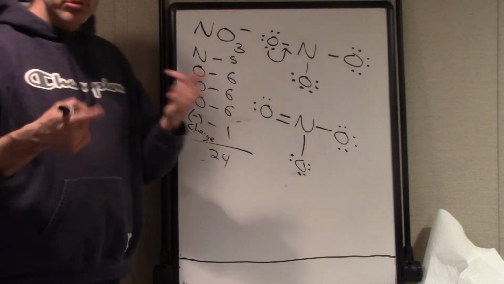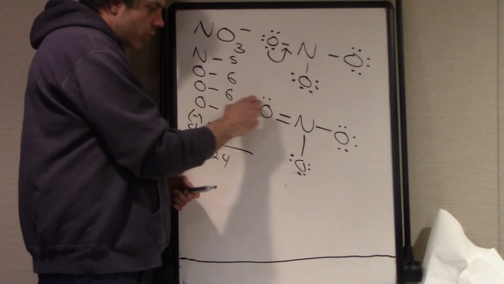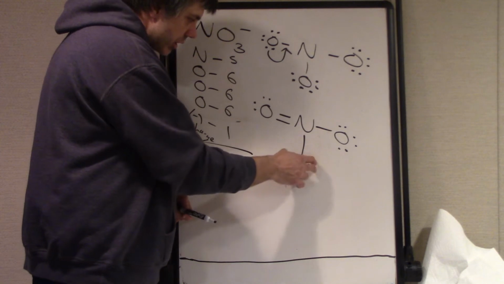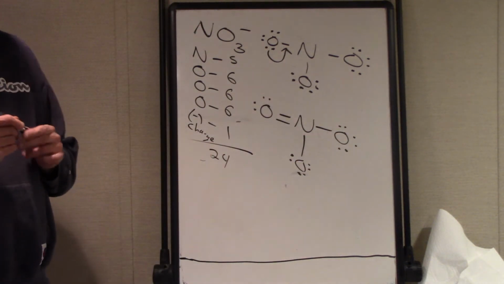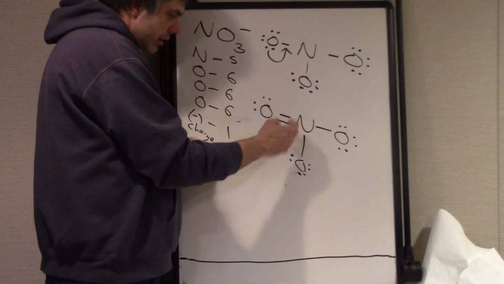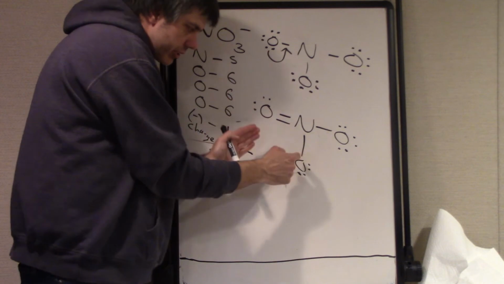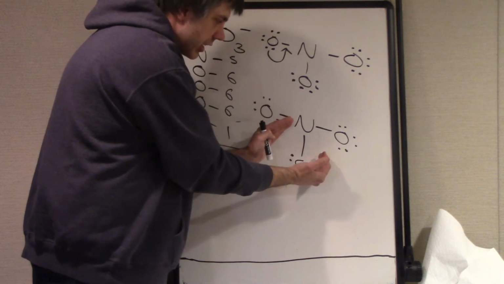Again, no real reason to not be sure if you did it correct. You should always be doing these checks. 24 electrons still. 2, 4, 6, 8, 10, 12, 14, 16, 18, 20, 22, 24. Now let me check the octets. 2, 4, 6, 8. 8 around that oxygen, that's good. This oxygen, 2, 4, 6, 8. 8 around that oxygen, that's good.